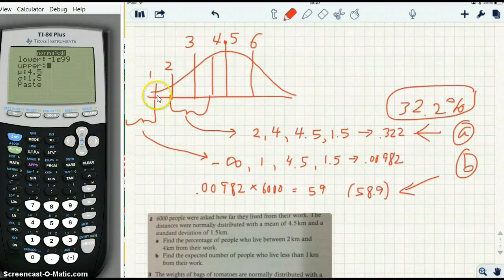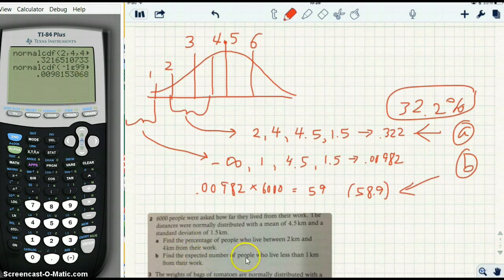And then for the right boundary, we want to put 1, right? And the rest is the same because it's the same normal distribution. Mean of 4.5, standard deviation of 1.5. That's how spread apart it is. Then we go down to paste and we hit enter twice. And it gives us 0.00982, which is 0.982%. So that's the percent, but they didn't ask us for percent.